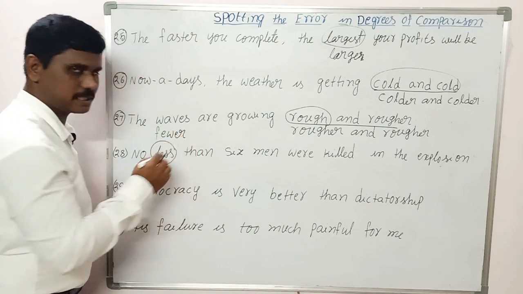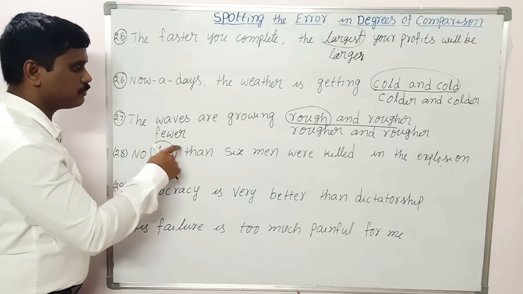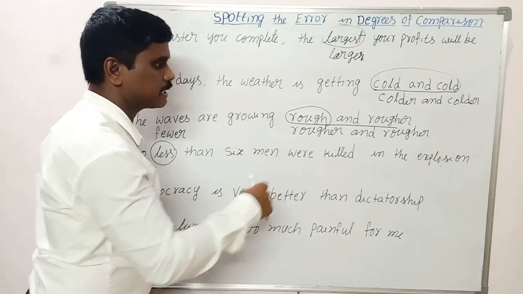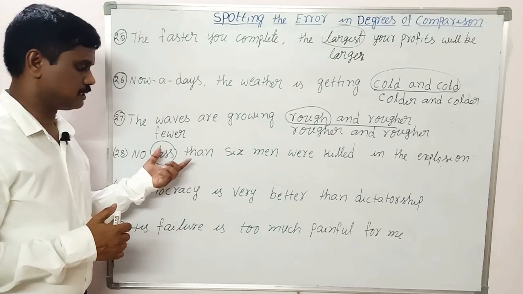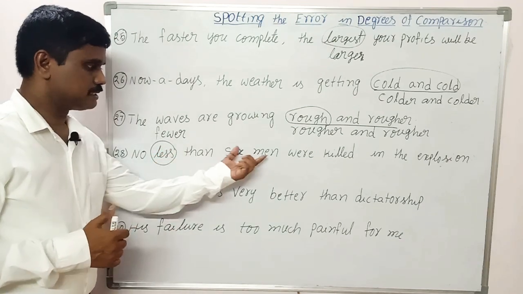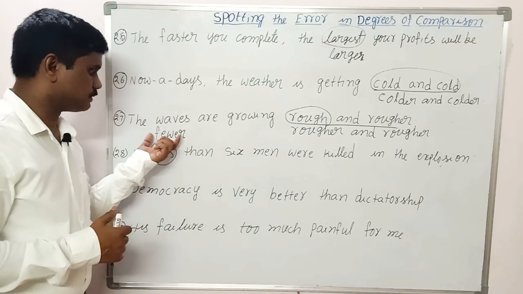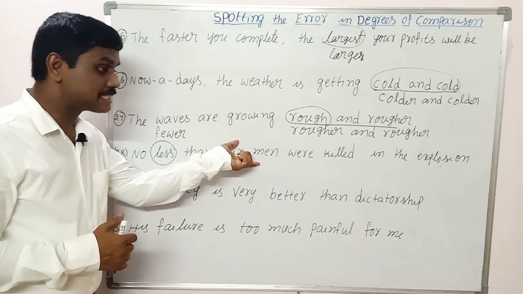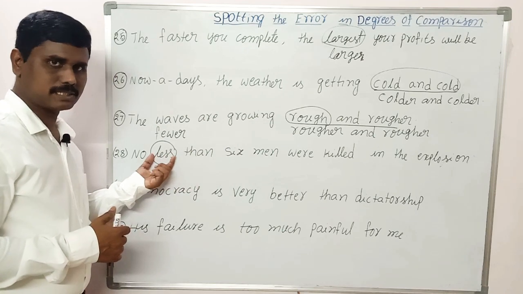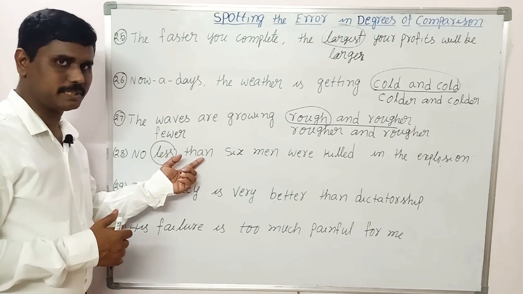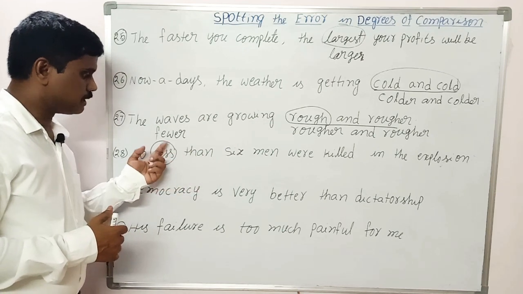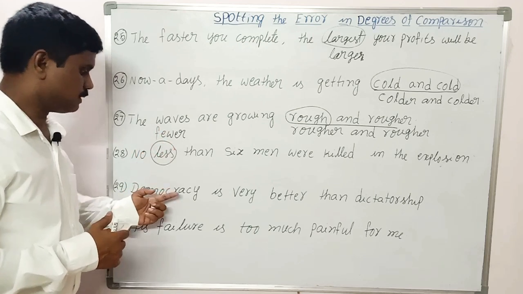This is important. No fewer than 6 men were killed in the explosion. I think you understood. Here 6 men, countable noun. When countable noun we use fewer. If it is uncountable noun then we use less. No problem, because this is 'than' comparative degree. Before 'than' we always use adjective 2. Now let us see another one.